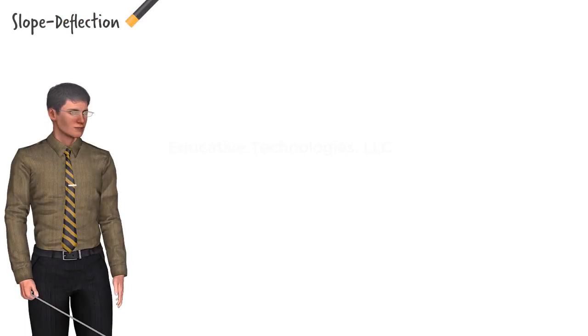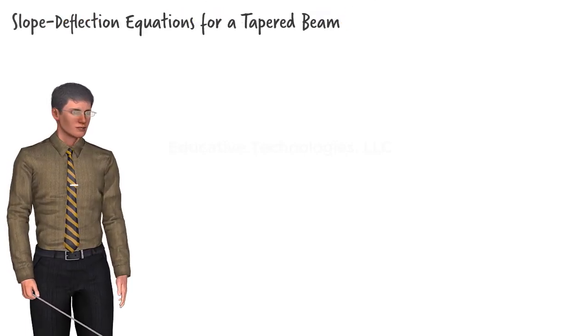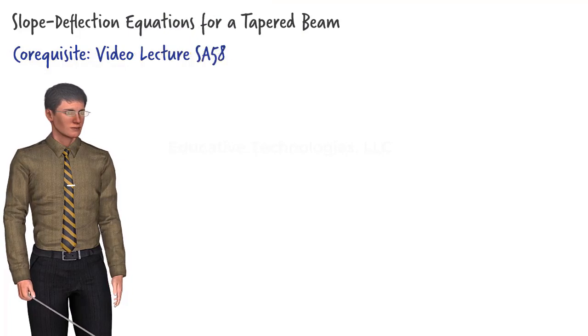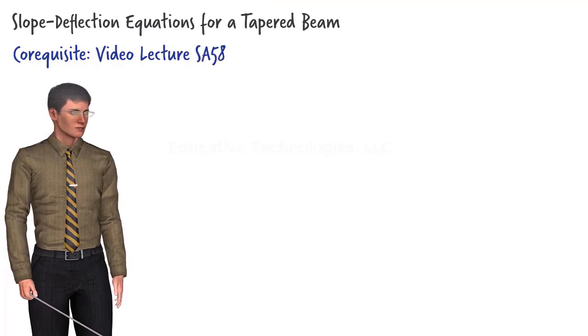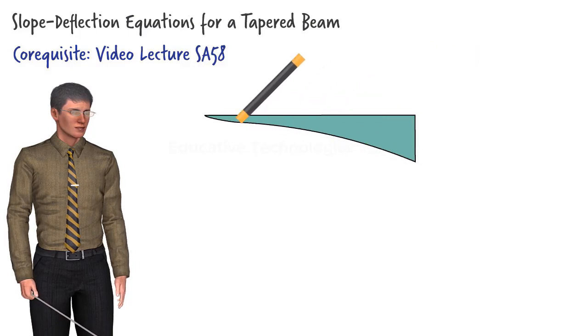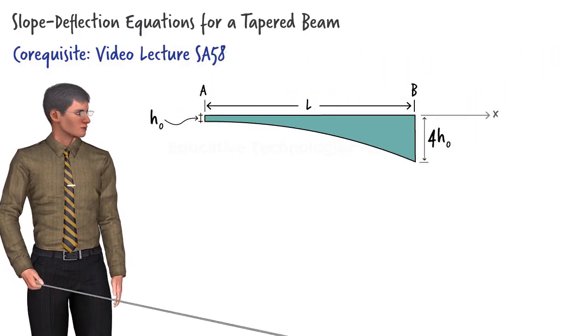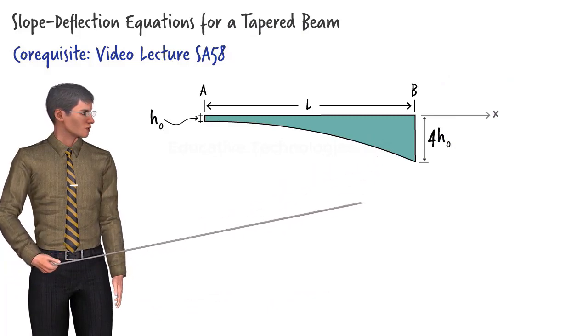The derivation of the slope-deflection equations for a tapered beam. This is a part of lecture SA58. Here, we're going to derive the slope-deflection equations needed for analyzing the railroad bridge presented in video SA58. Consider the tapered beam shown here.